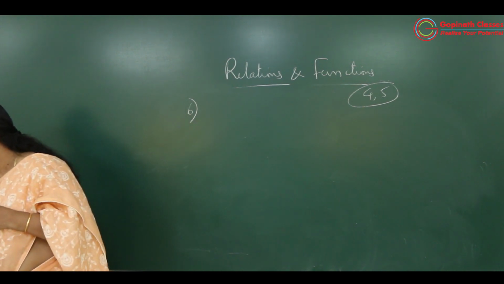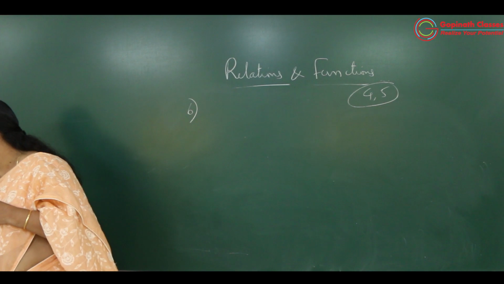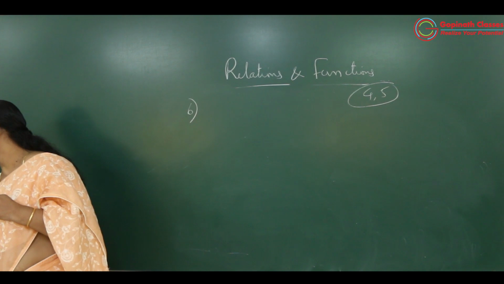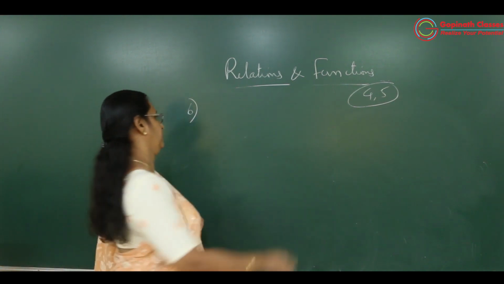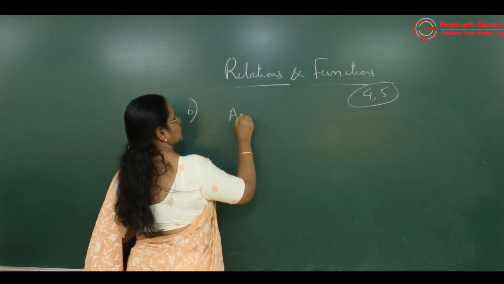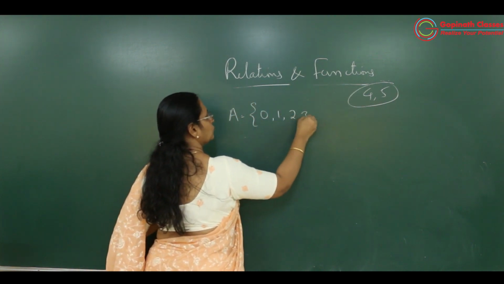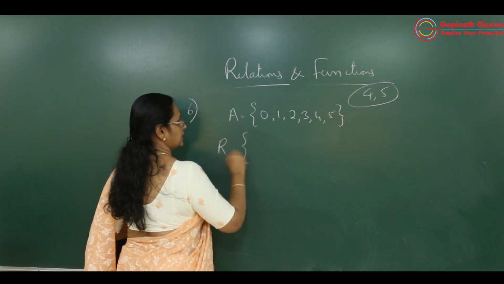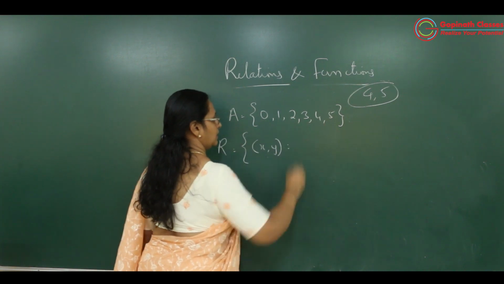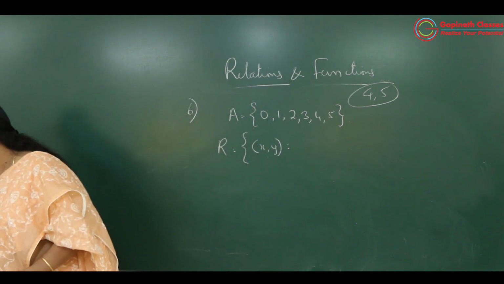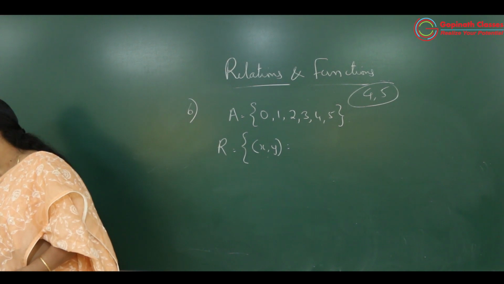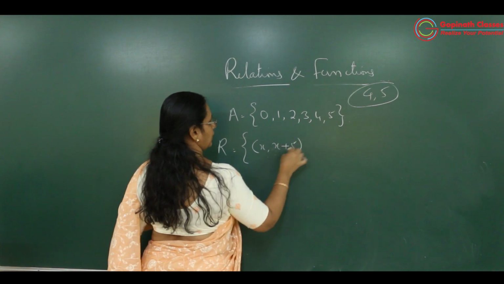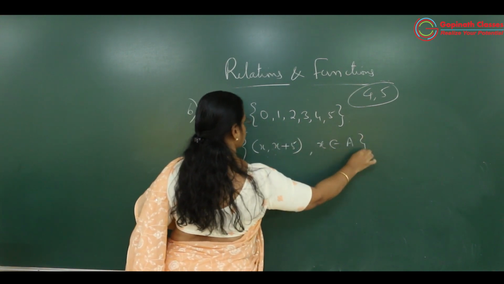The next question is the sixth one. Determine the domain and range of the relation {(x, x plus 5)}, where x belongs to {0, 1, 2, 3, 4, 5}. Suppose A is {0, 1, 2, 3, 4, 5}. The relation is (x, y) such that y is x plus 5, where x belongs to A.